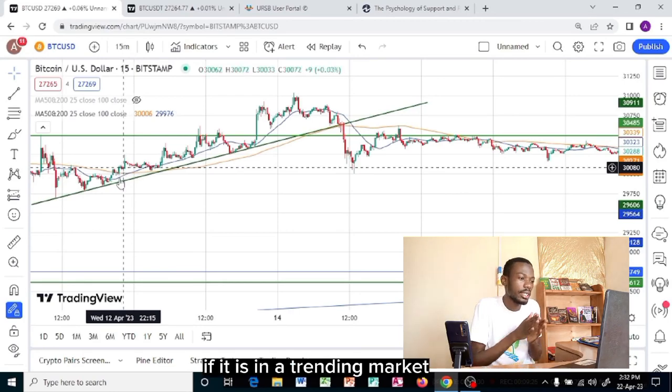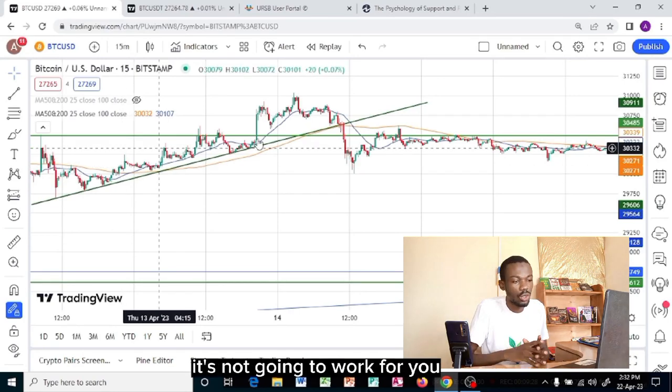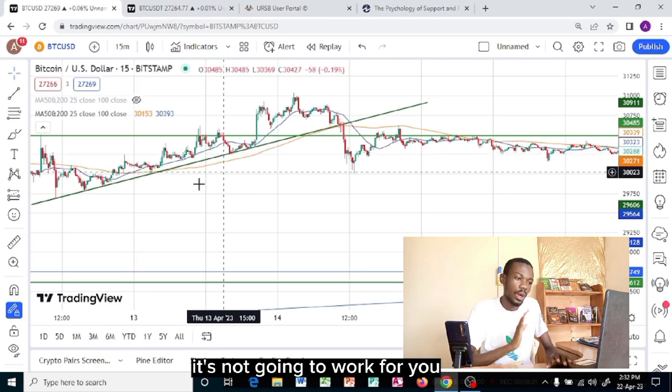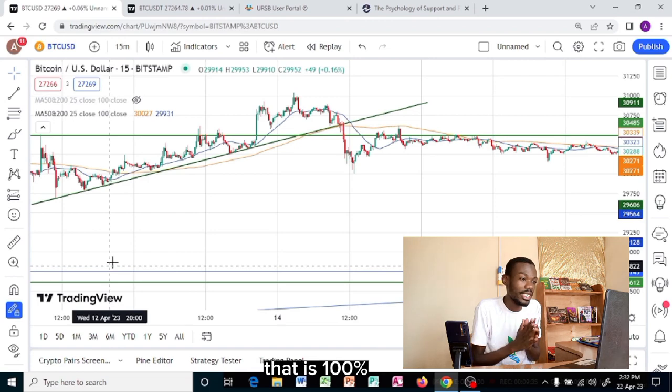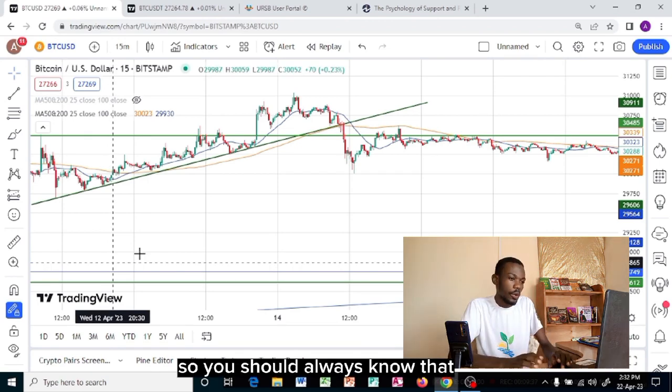If it is in a trending market, it really works well, but in a ranging market, it's not going to work for you. You should know when it works and when it doesn't work. You understand? There is no strategy that is 100%. So you should always know that.